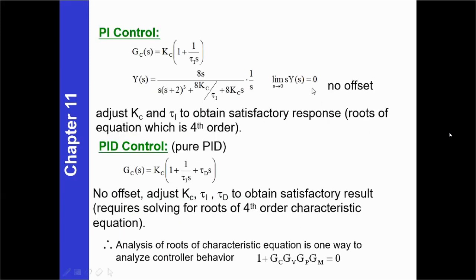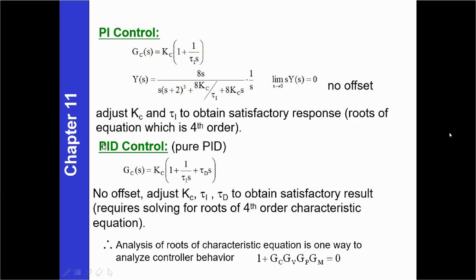And for PI control, Gc(s) equal to Kc times 1 plus 1 over tau I s, then Y(s) equal to 8s over this term here, s times (s plus 2) cubed plus 8 Kc over tau I plus 8 Kc s, times 1 over s, with the limit of s to 0, s times Y(s) equal to 0, with no offset. And we adjust Kc and tau I to obtain a satisfactory response in terms of roots of the equation, which in this case is fourth order.